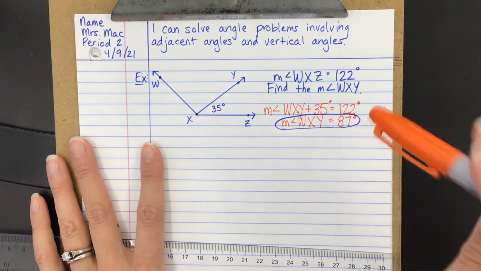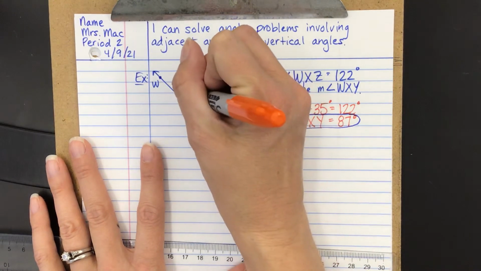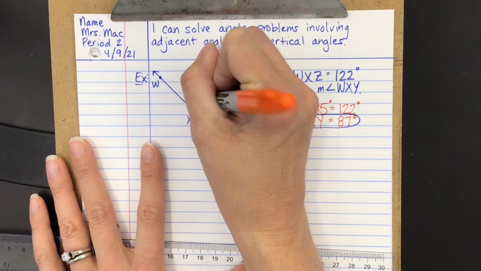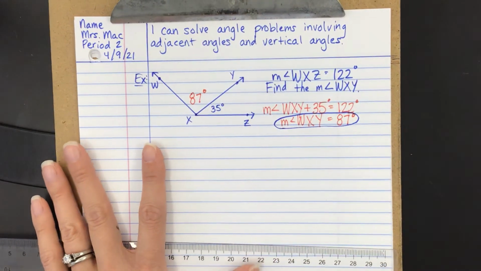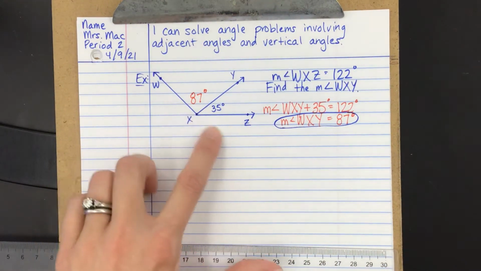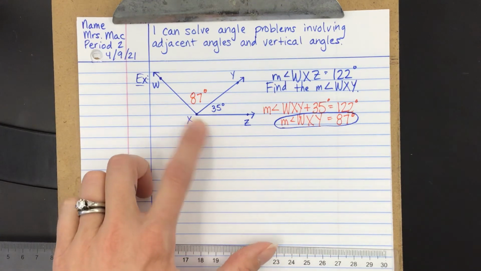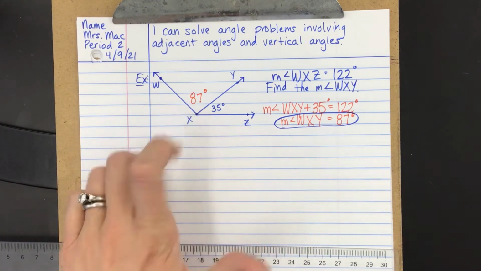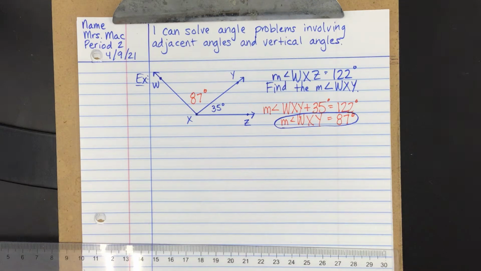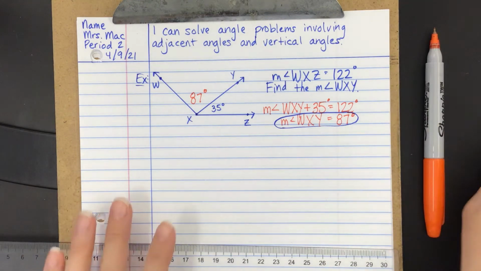Okay, so that means that this angle right here is 87 degrees. It's always good just to double check, like do a quick addition in your head here. And I do get 122, so I know that I'm good to go for this, okay? Y'all are good on that? Okay, let's do some algebra with it.